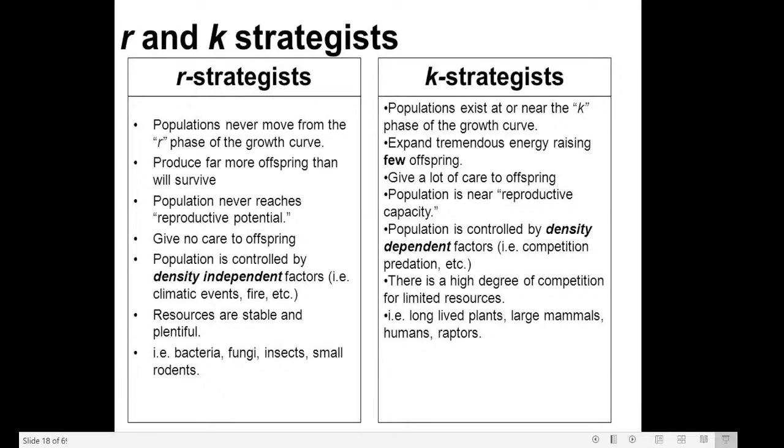Now it's another comparison here. Examples for the R strategy: bacteria, fungi, insects, small rodents. In the K strategy: long living plants, large mammals, humans, and raptors. These are all the examples. The density dependent factors are competition and predation. The density independent examples are climate events, the forest fire. These are all the things that happen with the density independent.